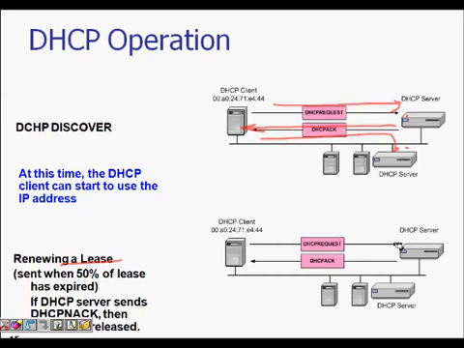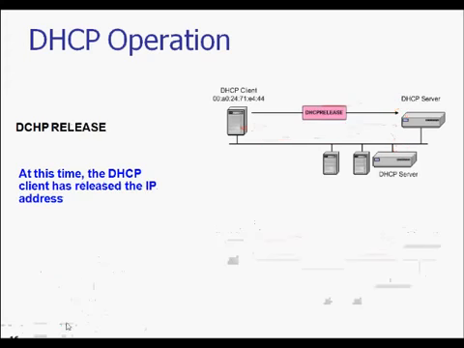So then, renewing the lease. What happens now? After the client sees that the time is expiring, 50% has expired, it sends a DHCP request to the server. If the DHCP server sends a NAK when he requests a renewal, then the IP address will be released. But if it sends an ACK, then it is fine, I can use it again, it is renewed.